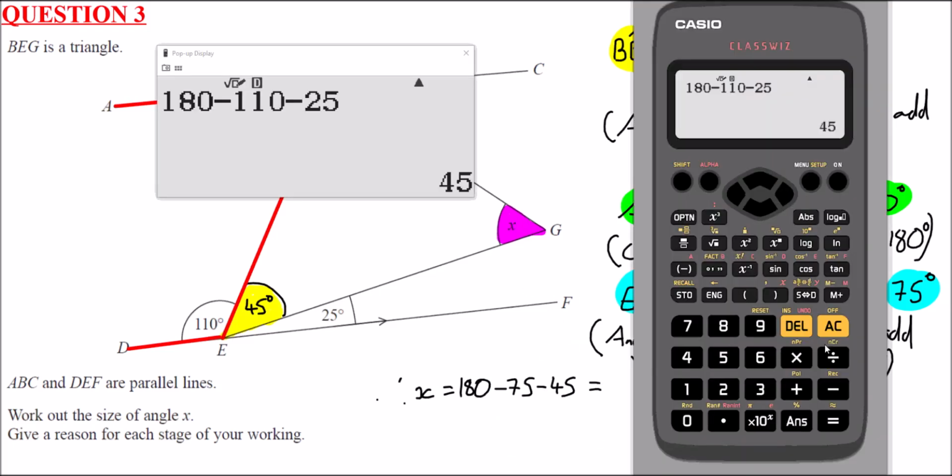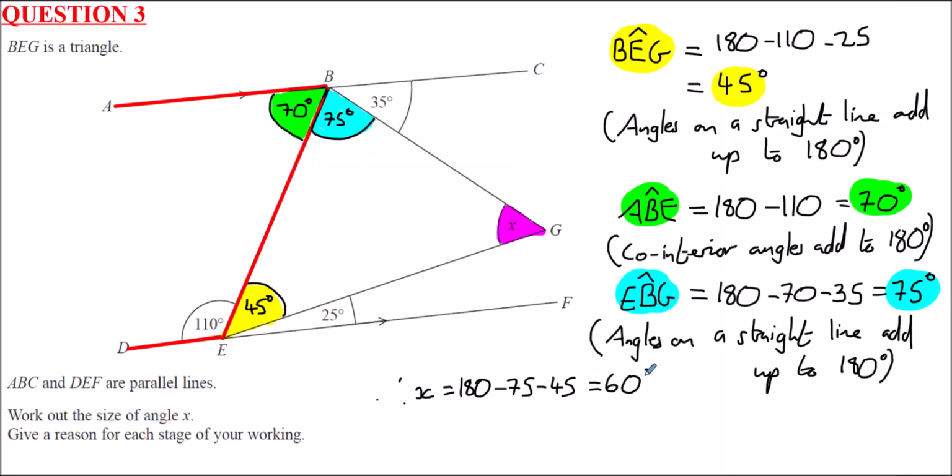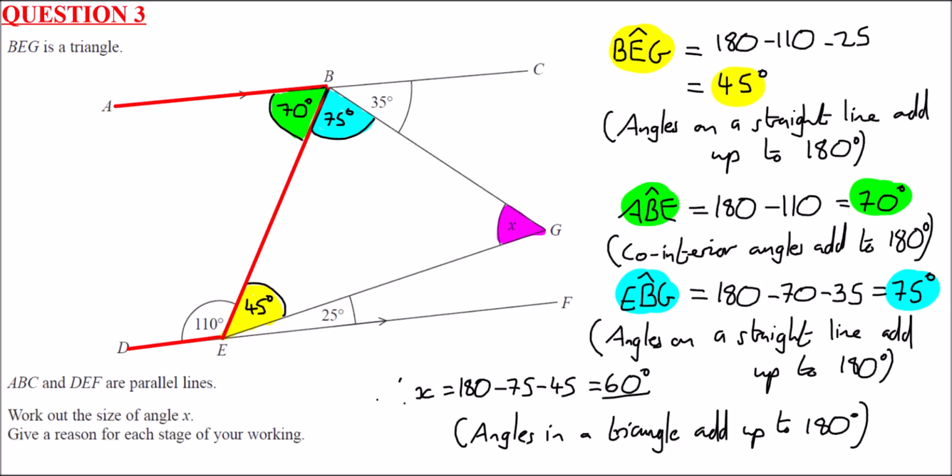And if you don't believe me, let's just try it. So 180 minus 75 minus 45, we get 60 degrees. And again, just include the reason. That's because angles in a triangle add up to 180. And we're done. So obviously you don't need to colour code it like I am. I just like to colour code it just so hopefully you can see where my values are coming from in relation to what's been labelled on the diagram in question.